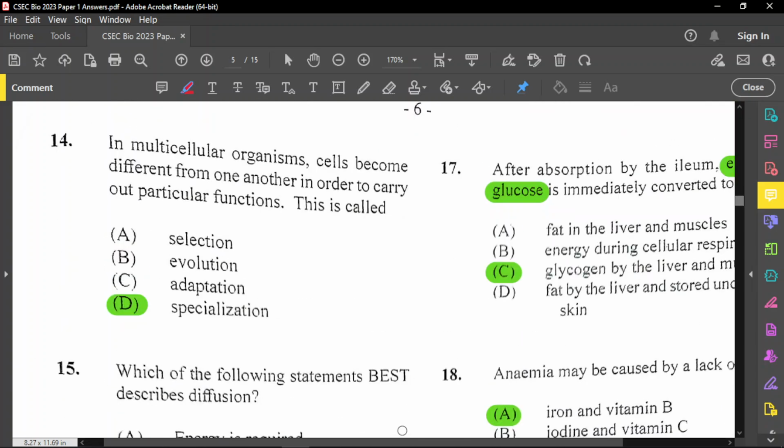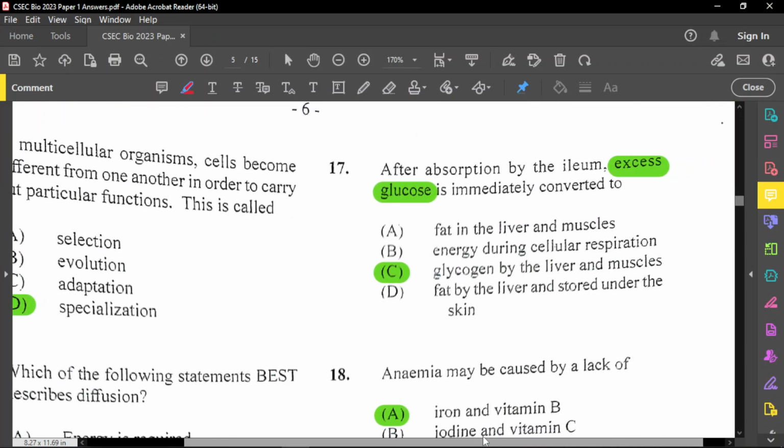All right, so question number 17 here now reads that after absorption by the ileum, excess glucose is immediately converted to what? Glucose, once it's in excess, is converted to glycogen, which is a polysaccharide, and that is taking place in the liver and also in the muscles. All right, so option C is correct.